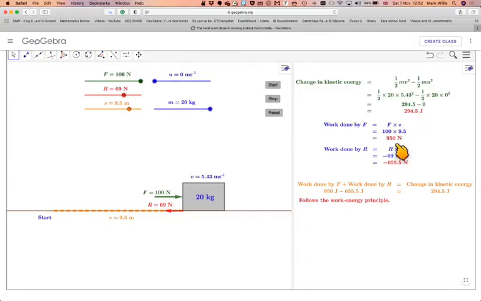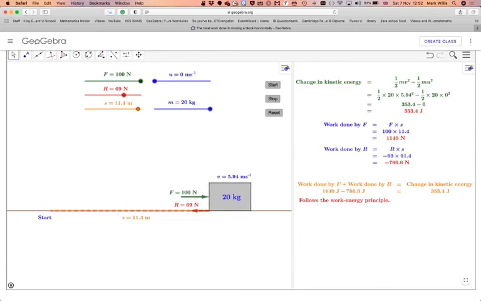Here we got 950, and this is the work done by the force and the work done by the resistance. If we subtract those two, so if we did 950 minus 655.5, we will see we will get 294, and that will happen here, and if we carry on, it will carry on right to the bitter end.